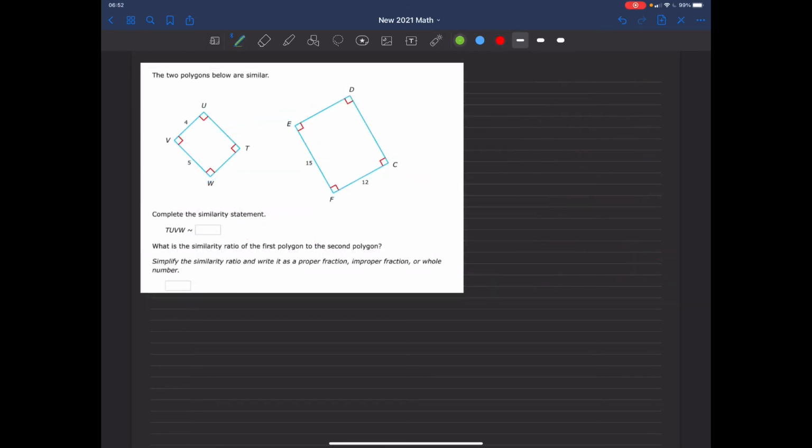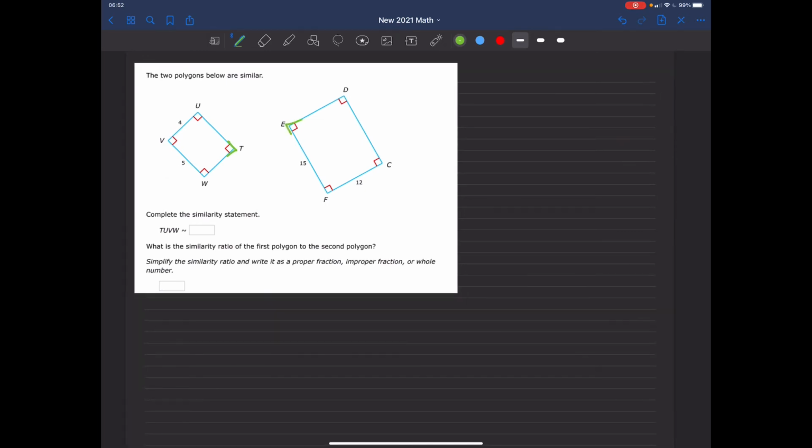One last example. Two polygons are similar. It wants us to complete the similarity statement and state the similarity ratio. So we have TUVW. So let's start with angle T. Angle T goes with angle E. So angle T is congruent to angle E. And then angle U is going to be congruent with angle F.